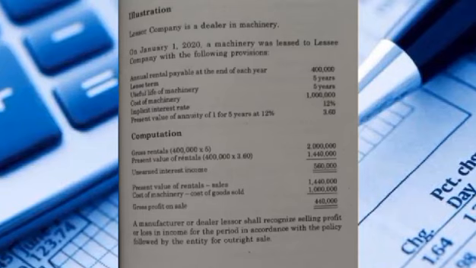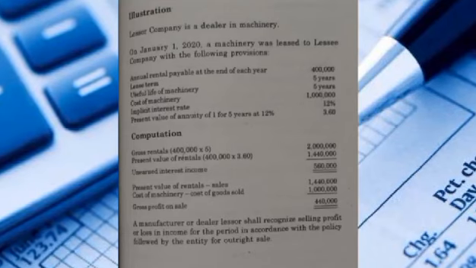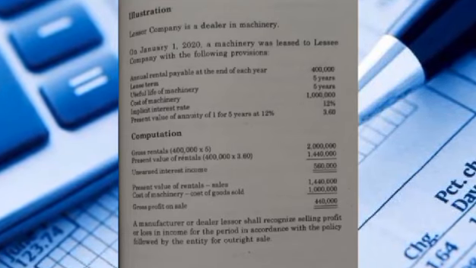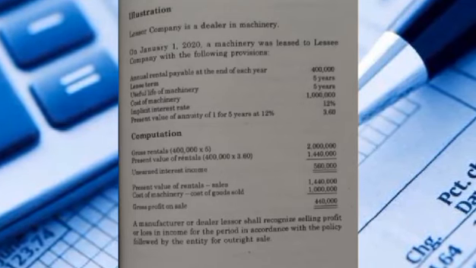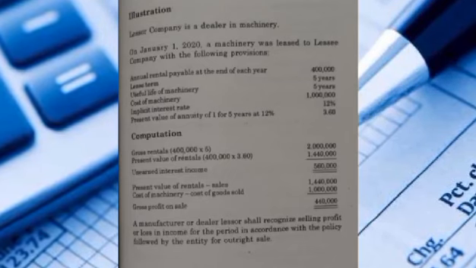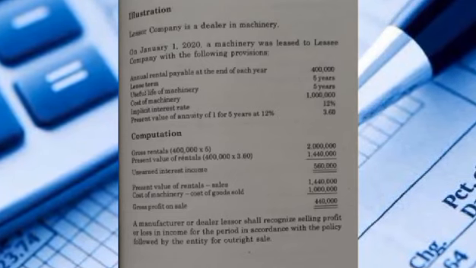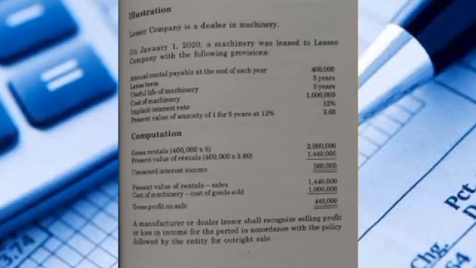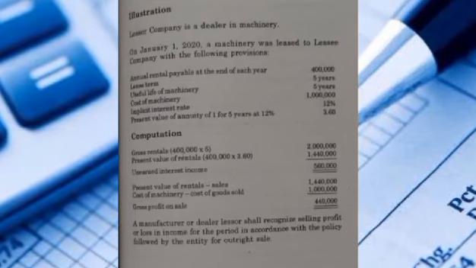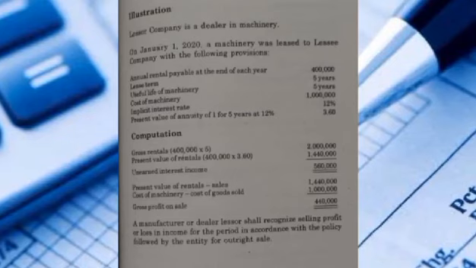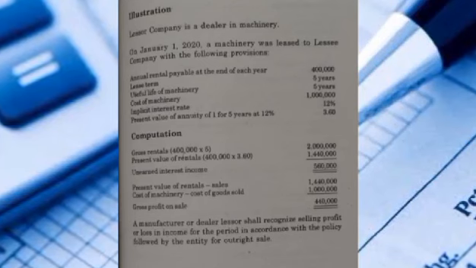And here's the computation. Gross rental: 400,000 times 5 years of lease term, which is 2 million. Present value of rentals: 400,000 times 3.60 equals 1,440,000. To find the unearned interest income, subtract 1,440,000 from 2 million, and it equals 560,000. Now, on finding the gross profit on sale, subtract the cost of machinery from the present value of rentals, which is 1,440,000 minus 1 million, and it equals 440,000.